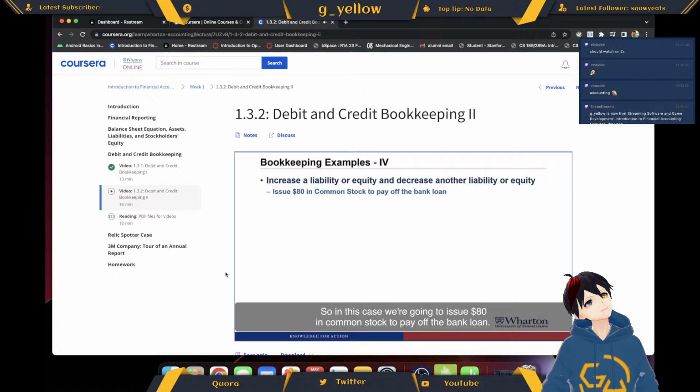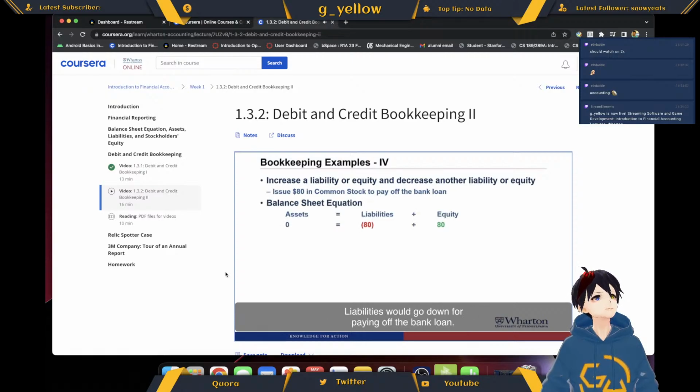So in this case, we're going to issue $80 in common stock to pay off the bank loan. So the two accounts are common stock and notes payable. Common stock is a stockholders' equity account going up by 80. The bank loan's a liability going down by 80. In the balance sheet equation, we'd have nothing on the asset side. Liabilities would go down for paying off the bank loan. Equity would go up for issuing the common stock.